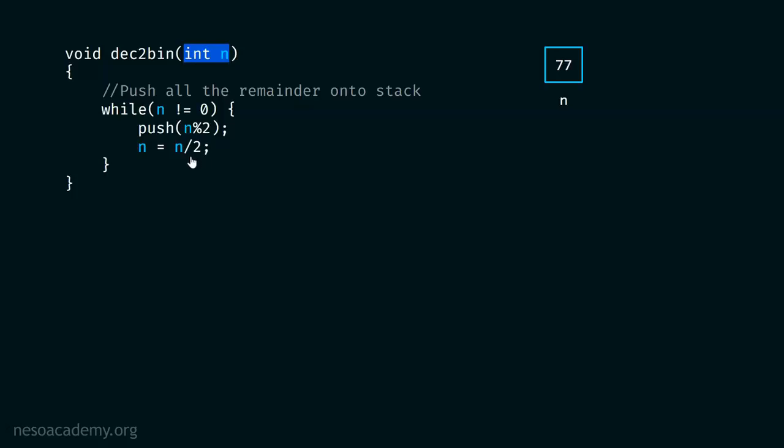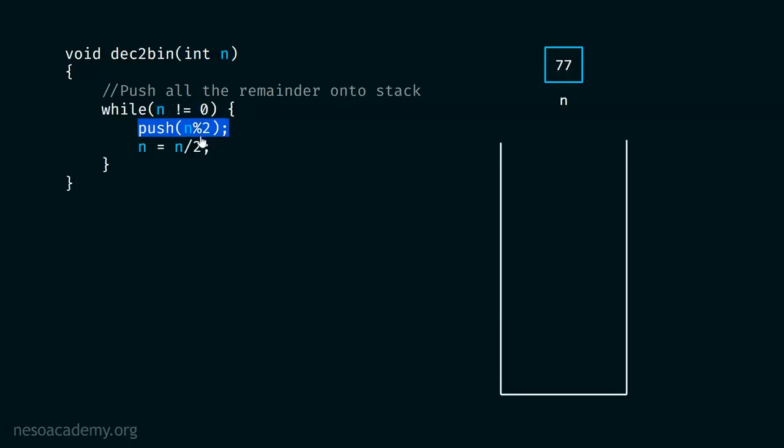This is important. Let's try to understand this code step by step. First, we'll check this condition. Is n equal to 0? You can see n is not 0. Therefore, we'll get inside this while loop. We will call the push function, and to this push function, we will pass n mod 2, right? n mod 2 gives 1. If we divide this number by 2, we'll get remainder 1. Now it's time to push this element onto the stack. And this is how it looks. This is the state of the stack after calling the push function.